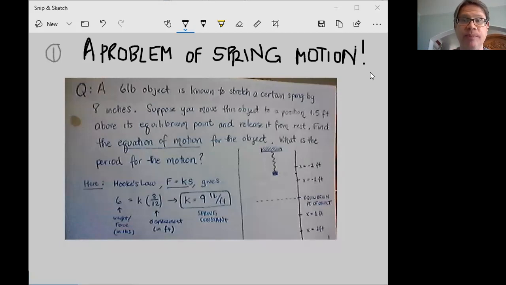In section 5.1, we start out by looking at problems of motion, in particular, the motion of objects attached to springs. And so here we have a problem that says that we've got an object. It weighs 6 pounds. And it's known to stretch a spring by 8 inches.